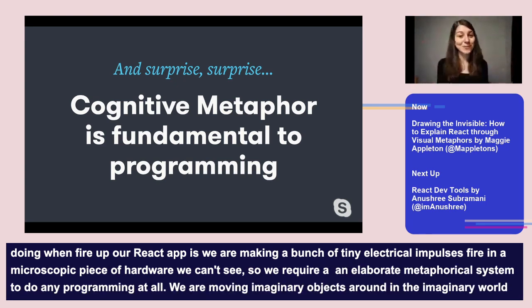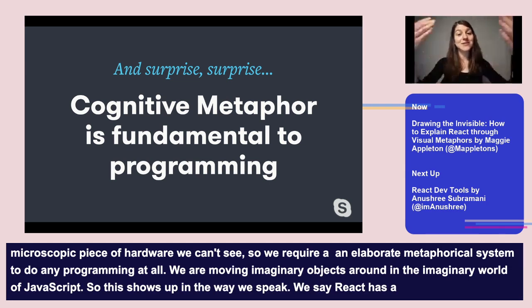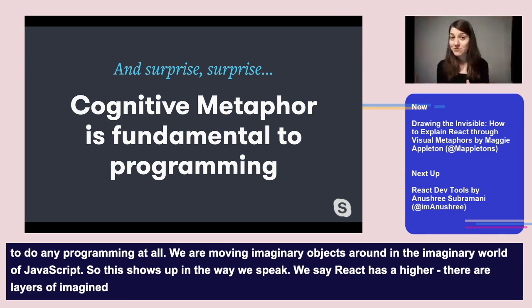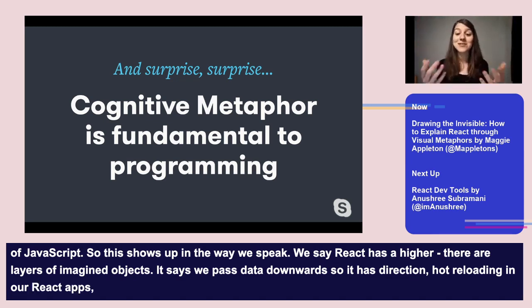So this also shows up in the way we speak. We say React has a hierarchical order to components, right? They're layers of imagined objects. We say we pass data downwards, so it has direction. We have hot reloading in our React apps. We get frustrated when our pages freeze. If our code base gets dirty, we have to clean it up.